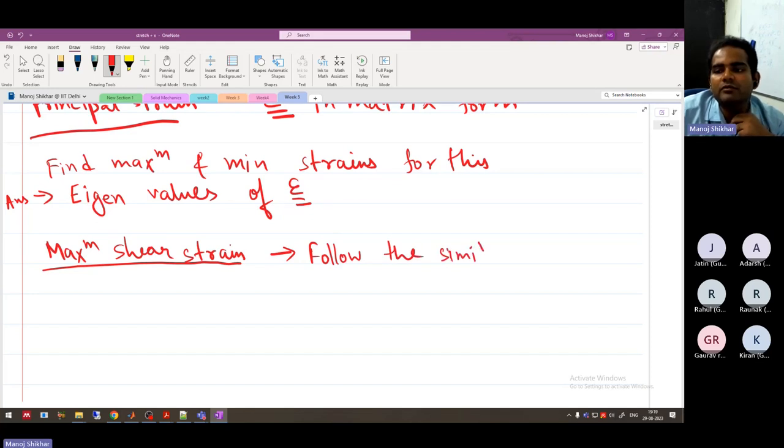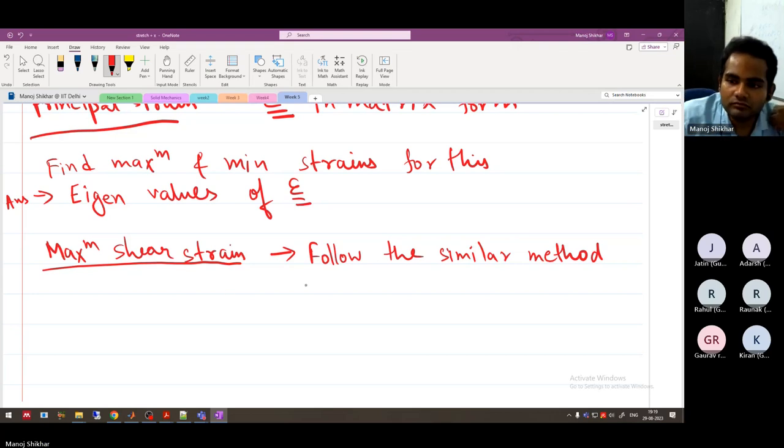And why are we able to do this? We are able to do this because both the stress and strain matrices are symmetric, so their properties will be similar. I'm not discussing these in detail because I have to solve one problem related to the compatibility equation and it will take some time. So I'm rushing this.